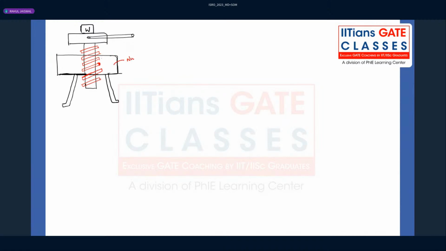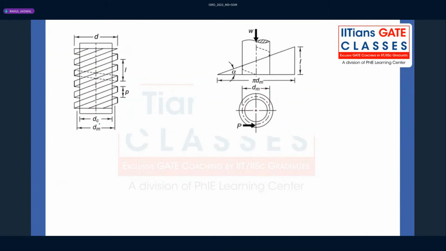So this is the nut we have, and this is the screw thread we have. So this is the jack. Here we are applying the load with the help of this lever, applying turning moment, so that we can lower or lift any amount of load. Our focus would be on this screw thread profile. When I talk about the screw thread profile, here you can see there will be the core diameter, mean diameter, and D, that is the nominal diameter.